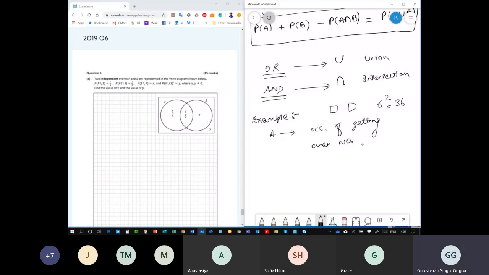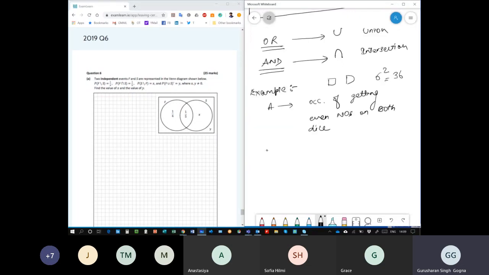Okay, even numbers on both dice. So what is event A? Event A means the occurrence of getting even numbers on both dice. So you're rolling two dice, let's say. Obviously you will get two numbers, and both of these numbers must be even. That's event A.